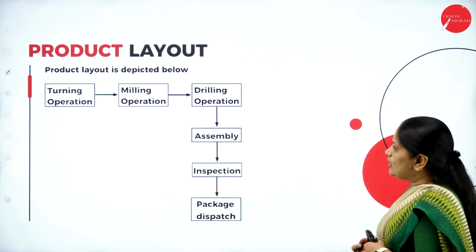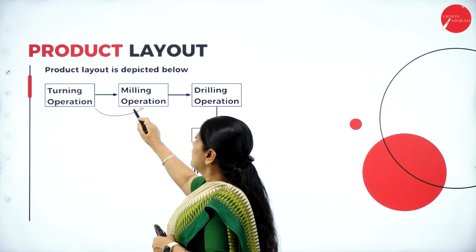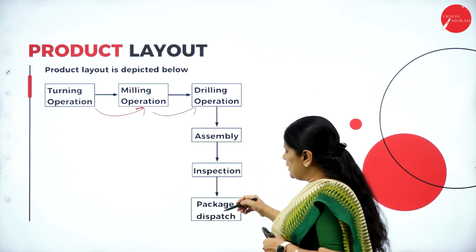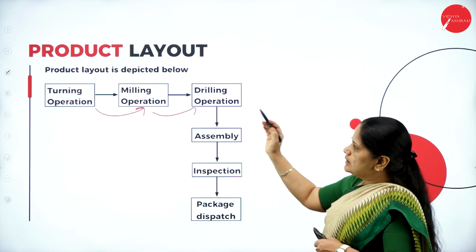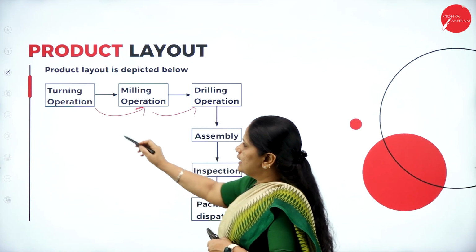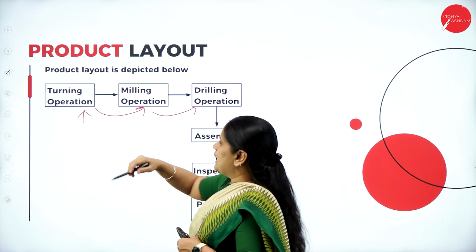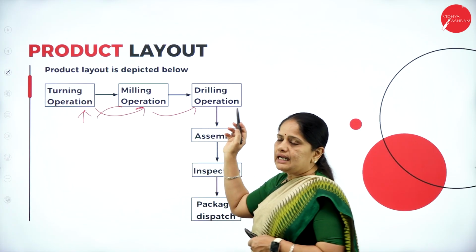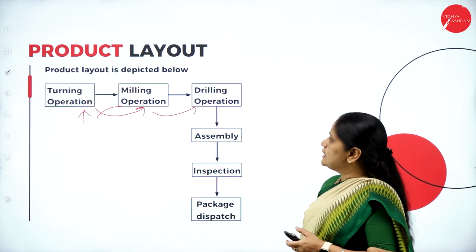Now, the product layout is depicted below. So we have a plan of the product layout here. We have the turning operation. From there, we have the milling operation, drilling, assembly, inspection, and the package dispatch. So the product undergoes the turning operation. Suppose you have to make turning screws or something like that, and then from there it goes here. Then the drilling operation, assembly, inspection and package dispatch.